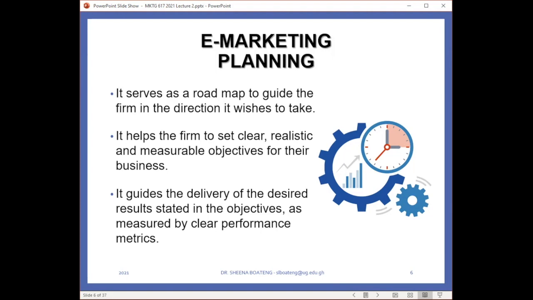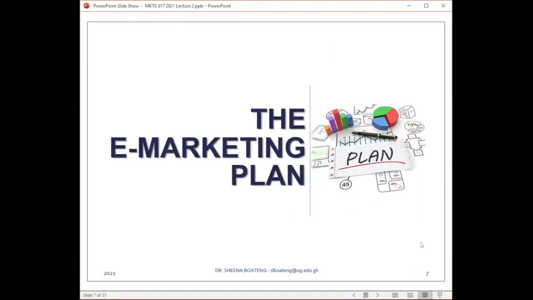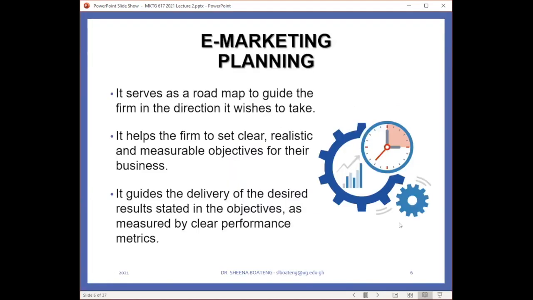And the way by which we can determine the appropriate, effective, and efficient implementation of these various plans is by using clear performance metrics, because we cannot manage what we do not measure. So we need performance metrics to measure all these various plans, tactics, and strategies that we are putting in place, to ensure that we can manage them and make sure we are on course towards achieving the objectives that we set out to achieve in the first place. So that being said, let's go into a discussion on the e-marketing plan, which is the ultimate product of the e-marketing planning process.